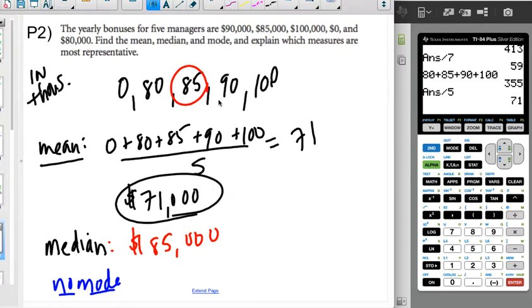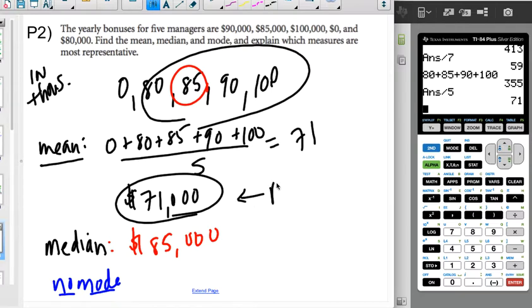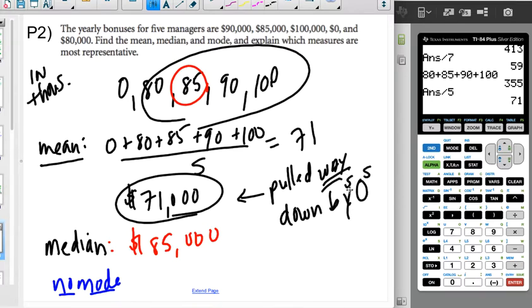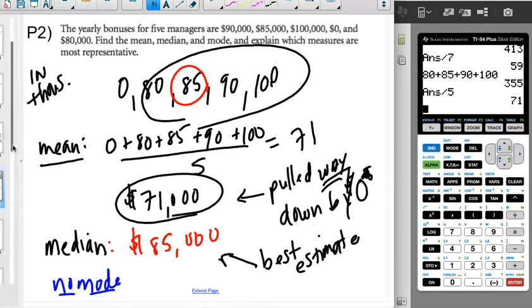Because if you look at this, this is all kind of in the neighborhood of the 85. This is pulled way down by the $0, right? So realistically, I think the 85 is probably the better estimate. So this is the best estimate of the options. That's not to say that it's a great estimate, but it's more likely that somebody who is getting a bonus from this company is going to get something in that neighborhood instead of the 71.